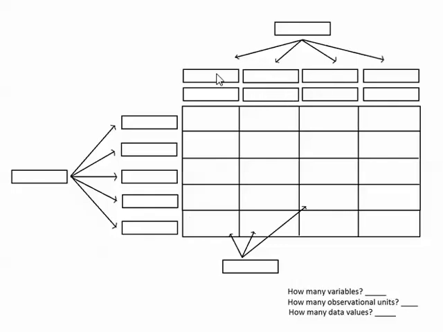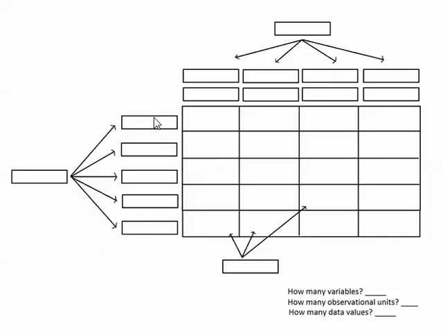It doesn't matter what order you put them in. For example, you could have the discrete one first, and then the nominal, and then the ordinal. Or you could have the nominal one first. It's up to you as long as you have one of each.